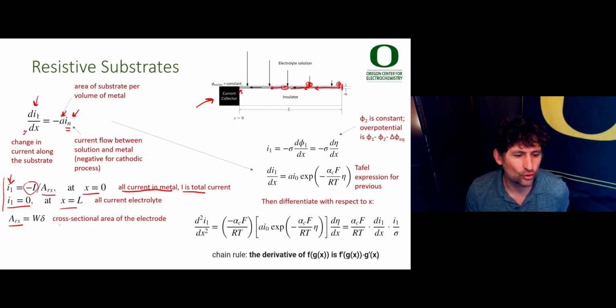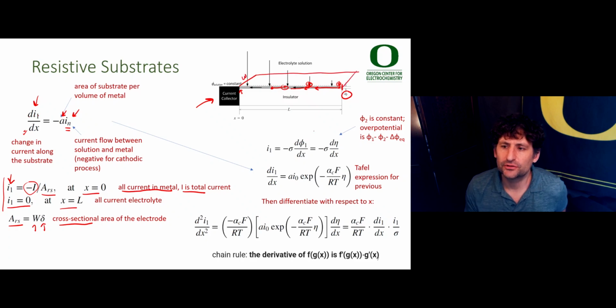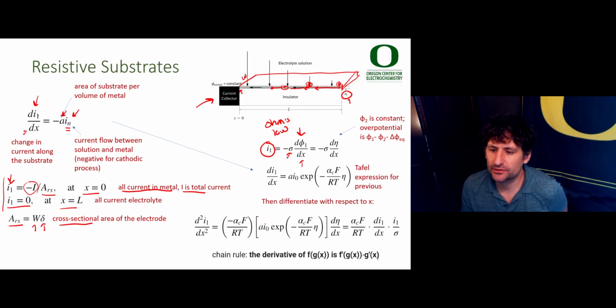ARS, again, is the cross-sectional area of the electrode. It's just its width times its thickness. Here's thickness. And width is going to be in this direction. It's a two-dimensional film with some thickness, delta. Now we can also write I1 in terms of the electric potential drop in the film. This is a form of Ohm's law. The current is just the conductivity of the metal for electrons times the gradient in electric potential, the electric field.